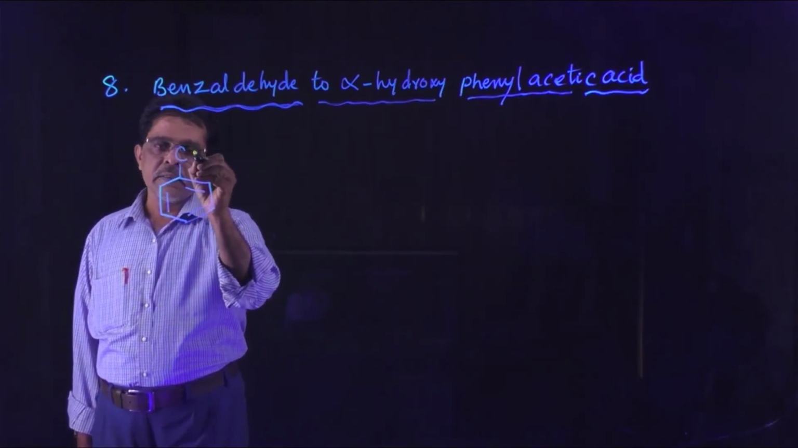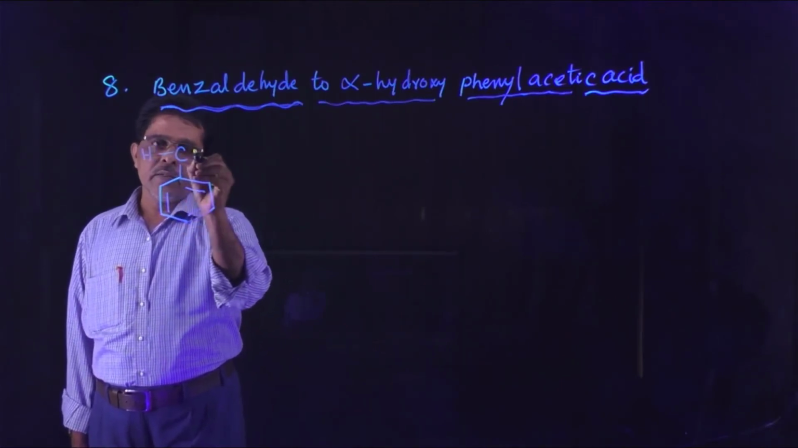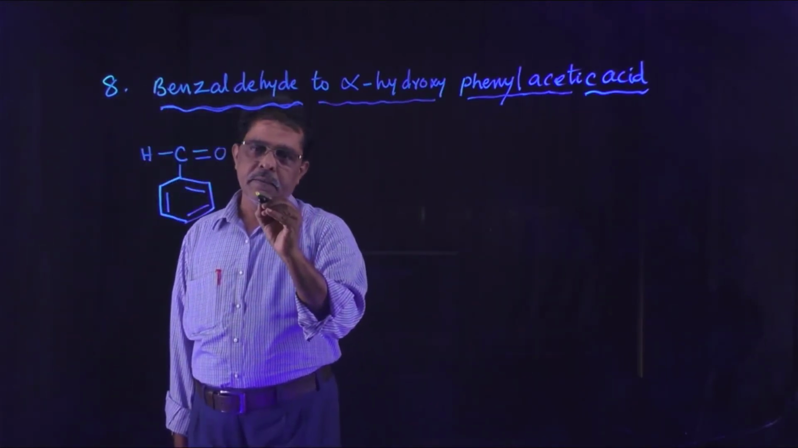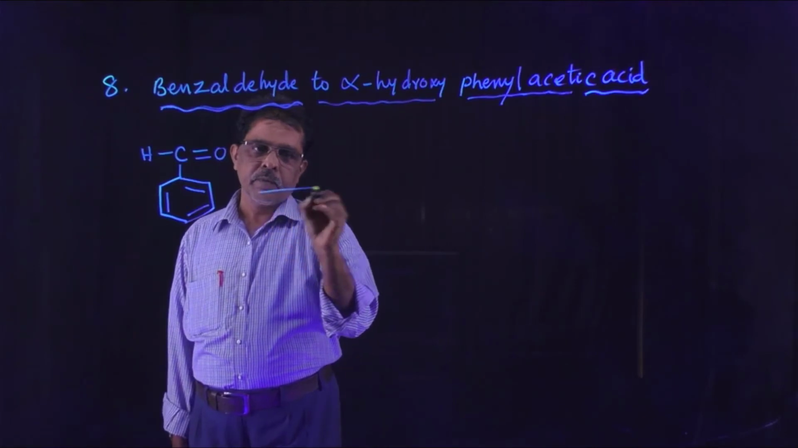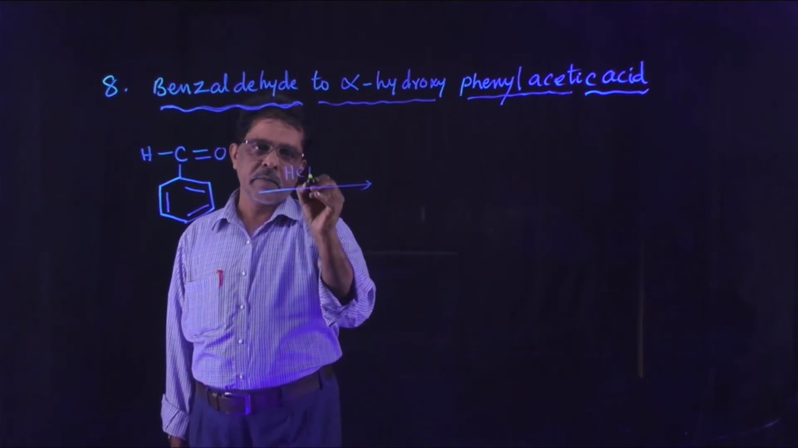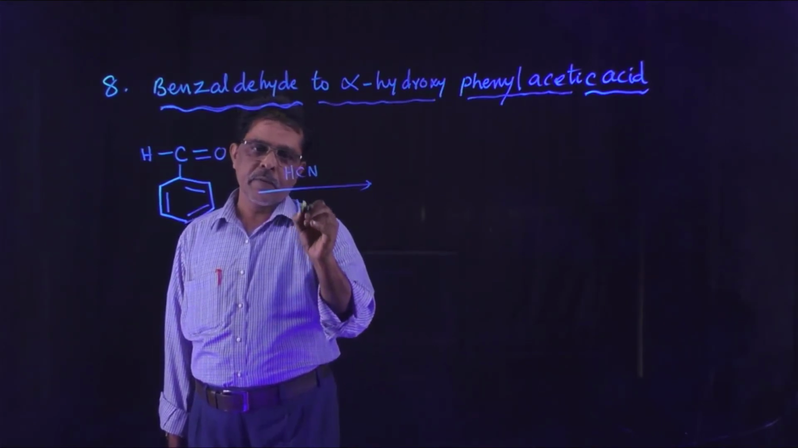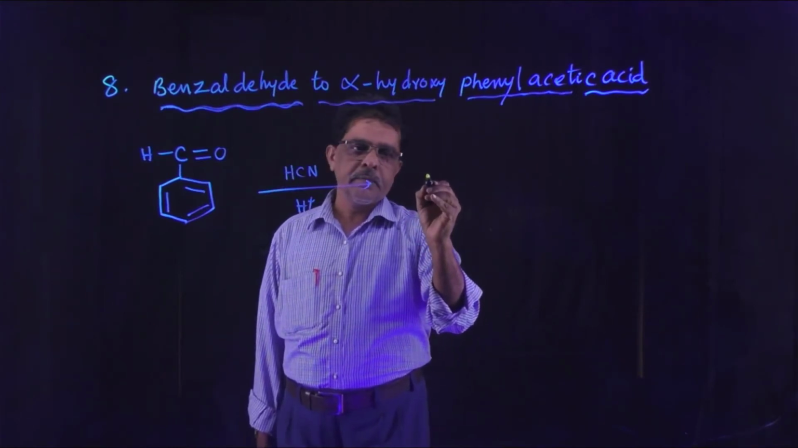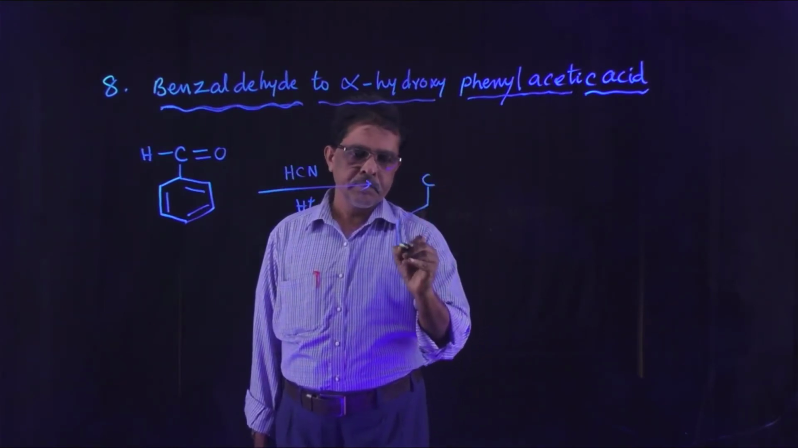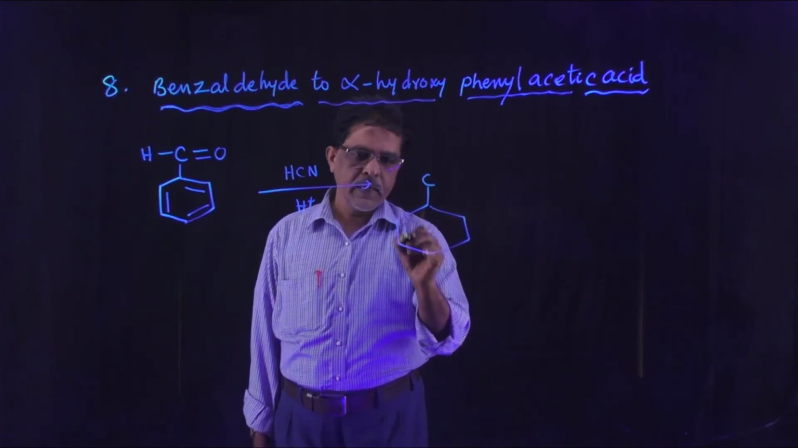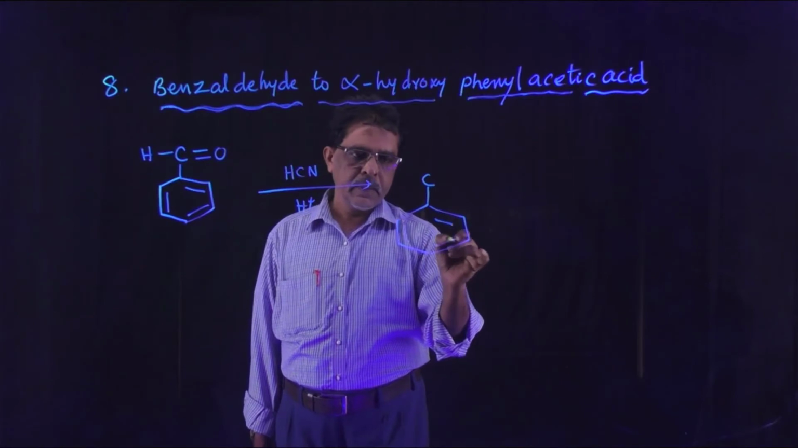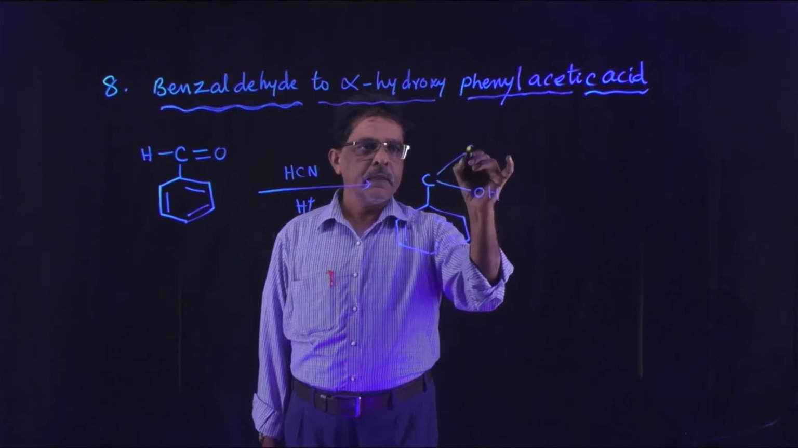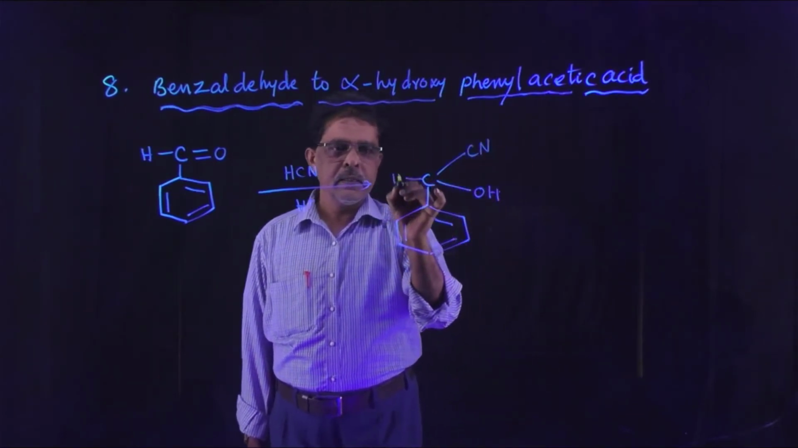Benzaldehyde is C6H5CHO. This is your benzaldehyde. This one is treated with HCN in the presence of acid. Then you will get a cyanohydrin. Cyanohydrin has an OH group here, and here CN, here H.